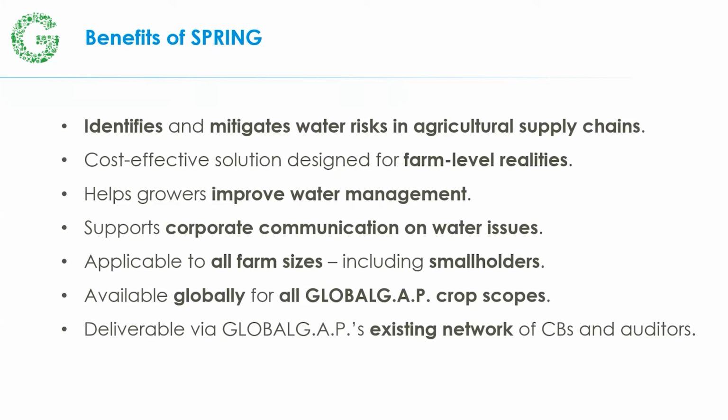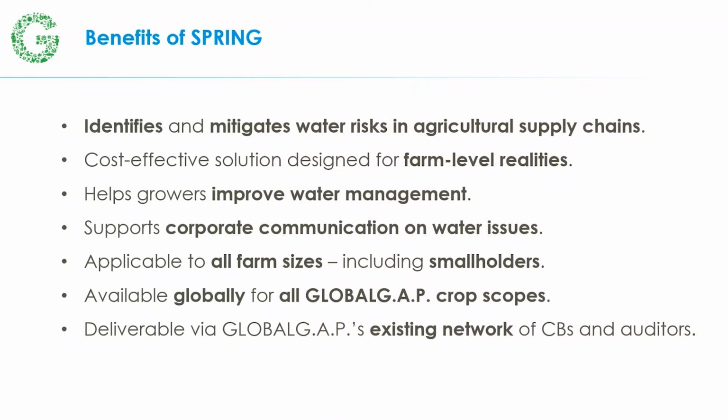We try to avoid an extra cost for the producers. It helps growers to improve the water management. It's a tool of continual improvement. It supports corporate communication on water issues. For example, producers that are doing really good things about water have a tool to show that. If you're a producer, you can show your report and your letter of conformance, and you can show your good behavior about water use.